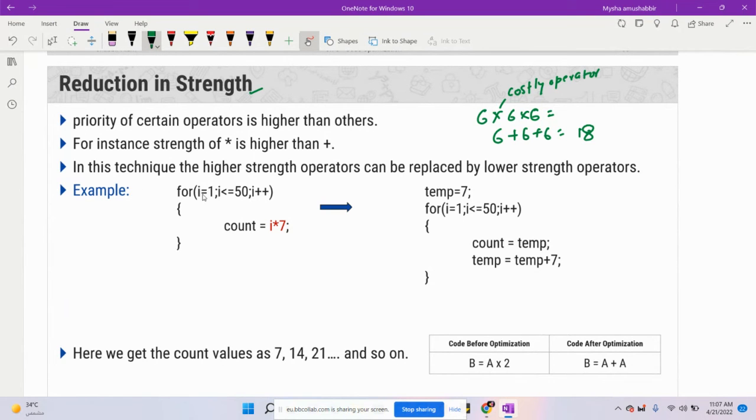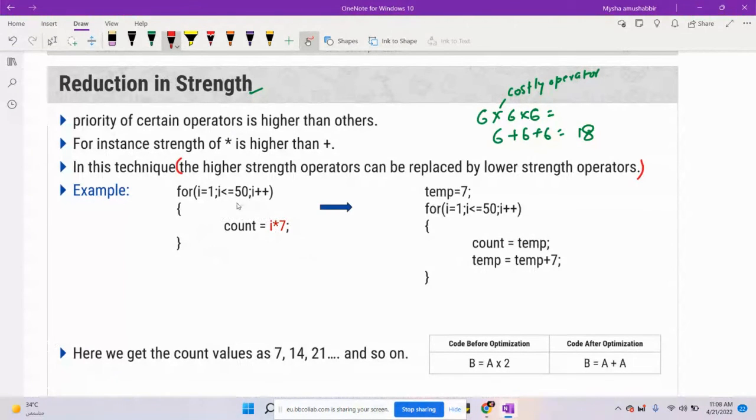So in reduction in strength, we change the costly operator, or higher operator, into a lower one. That means multiplication into plus. So what is reduction in strength? In this technique, the higher strength operator can be replaced by a lower strength operator.